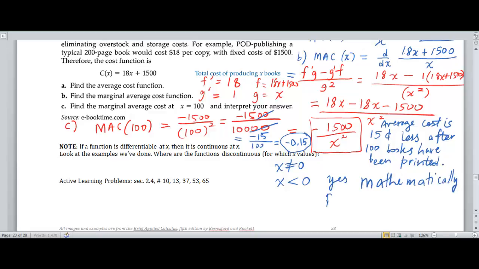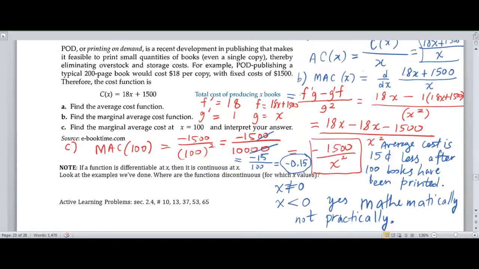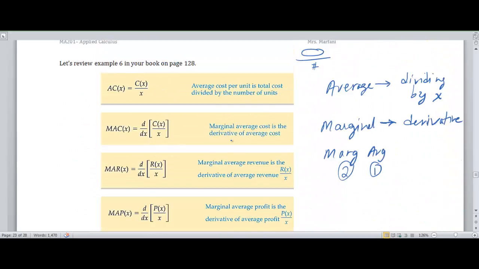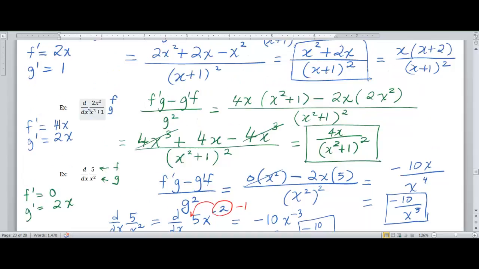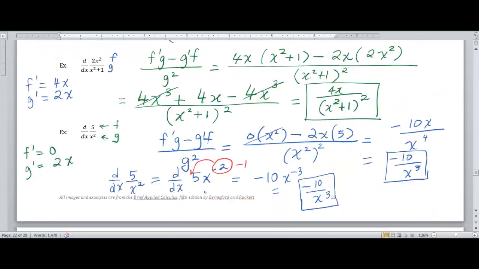But not practically. You cannot print negative books, right? So just be cognizant of that. This only works for positive x values. And for all of these functions that we looked at, especially with the quotient rule, when you plug in certain values, that function will not exist if the denominator is 0.